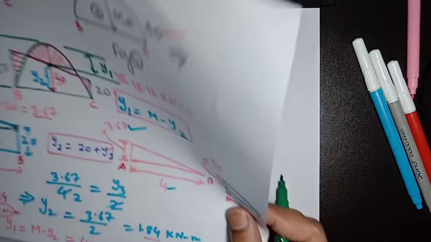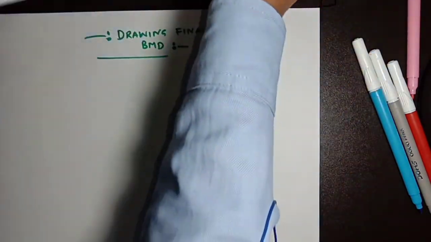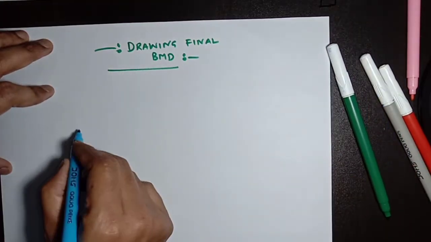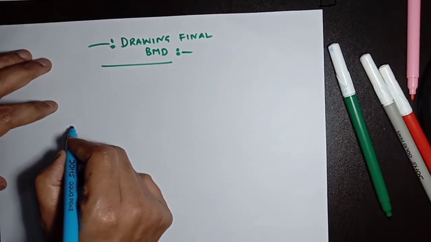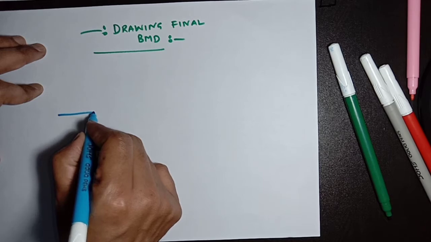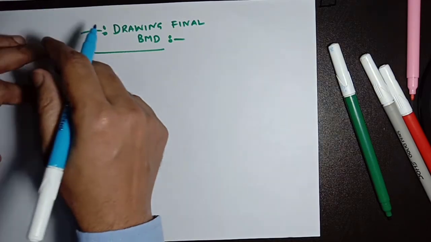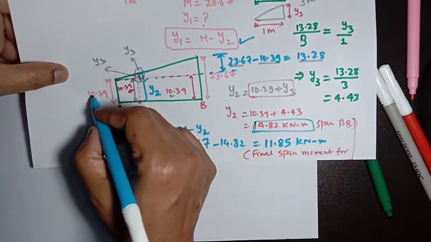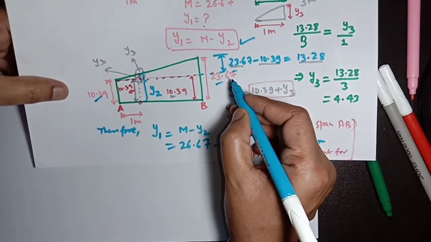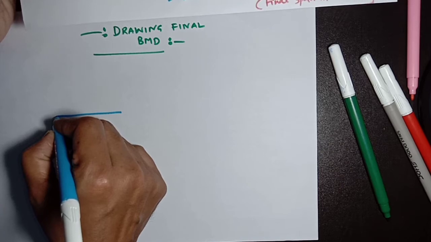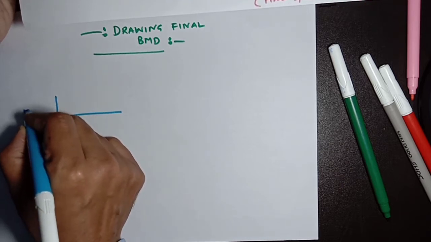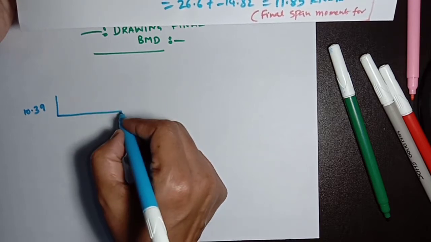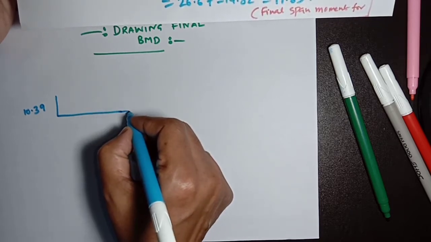Here with this we are taking this span AB. Here is span AB. In span AB, there is a support moment of 10.39 at support A and 23.67 at support B. We'll just draw the value here, and there is a support moment at point B.